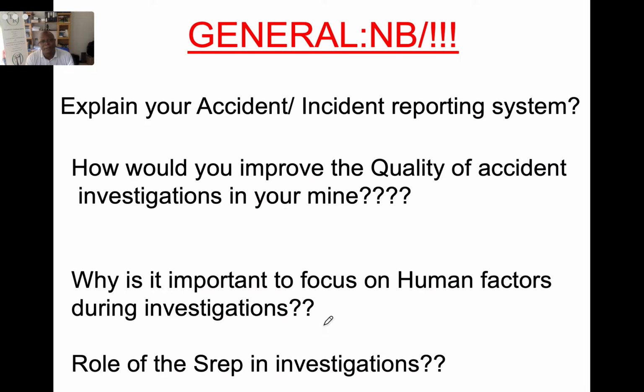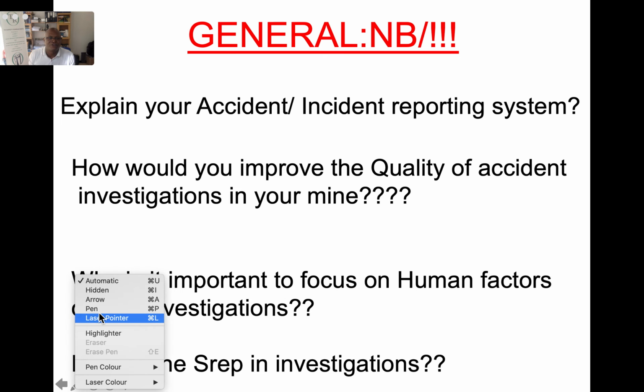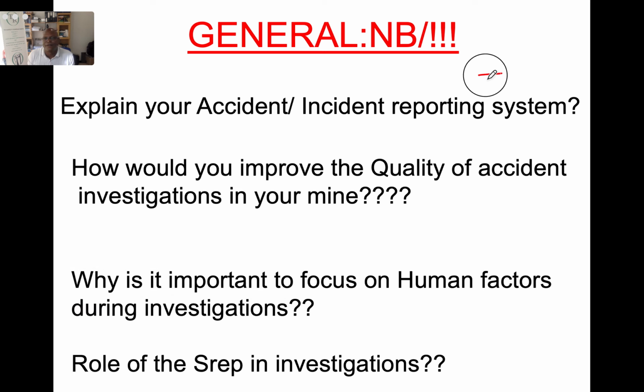So, moving forward, these are what we call general questions that you must be aware of. Let me put the weight in marks each question is worth, as it is going to come up in your assessment. Explain your accident incident reporting system at your mine. You are required to give us at least 5 points for that. How would you improve the quality of accident investigations in your mine? Again, you must give us 5 points for that. Under general questions, you'll meet them in that section.